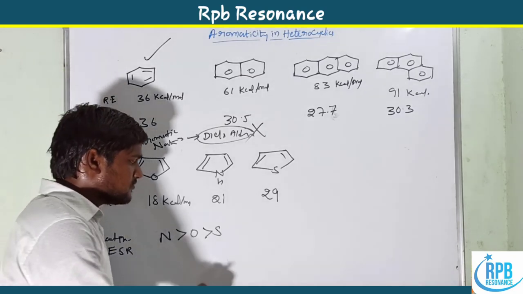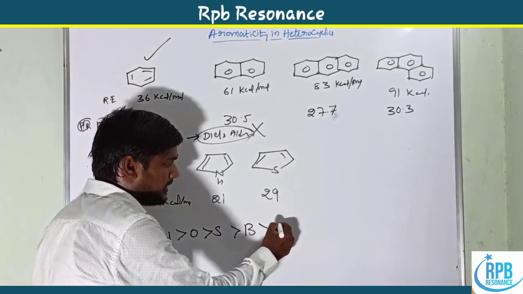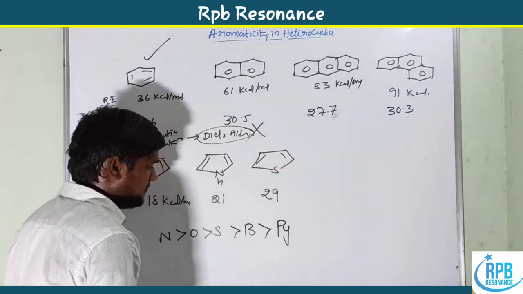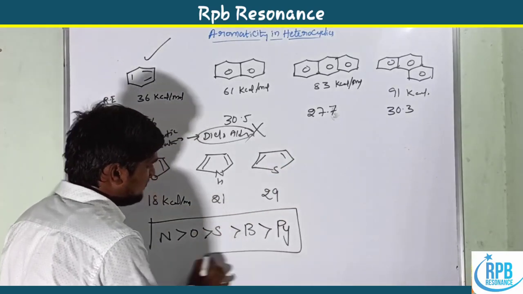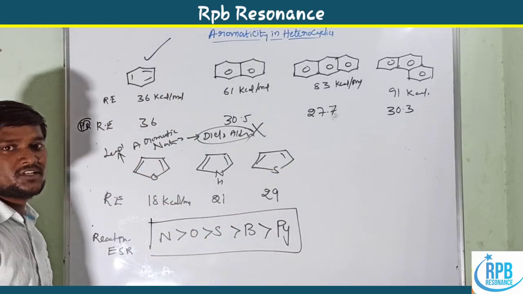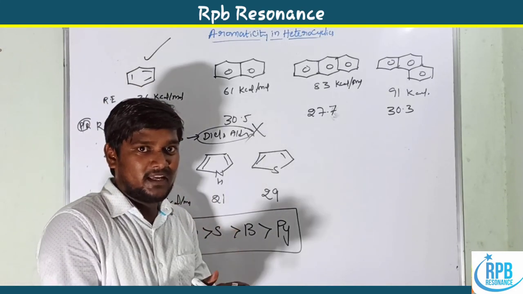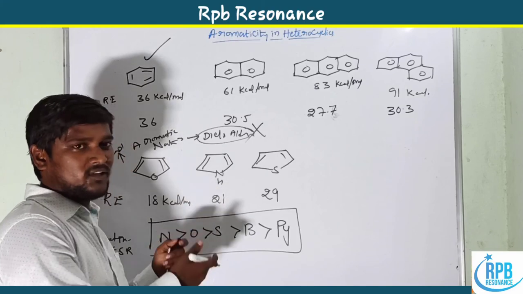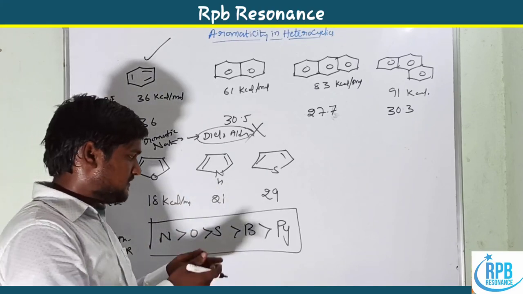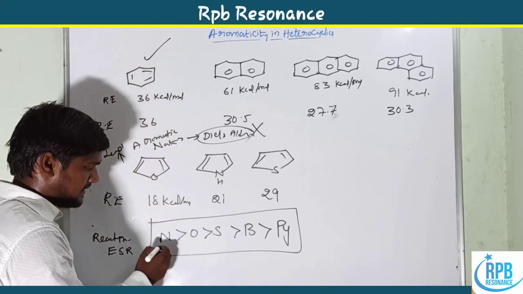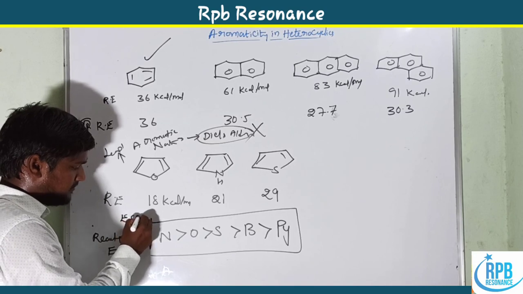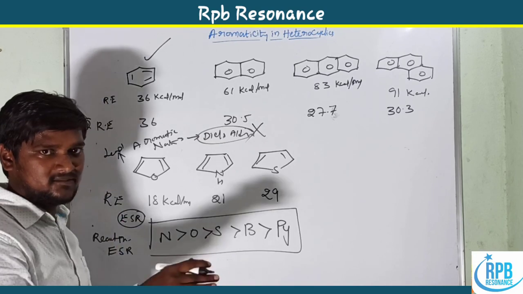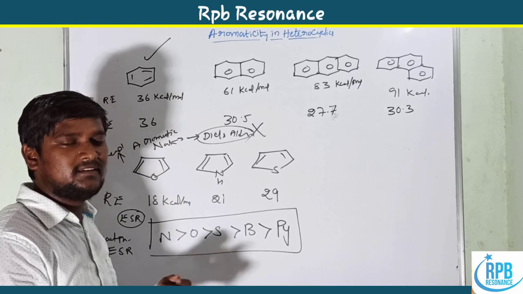After this, benzene is more reactive towards electrophilic substitution reaction when compared to pyridine. This is the electrophilic substitution order, the reactivity of electrophilic substitution in heterocyclic aromatic compounds. These are very simple reactions. This is the reactivity order of electrophilic substitution. Many previous year CSIR as well as GATE questions include these kinds of questions.